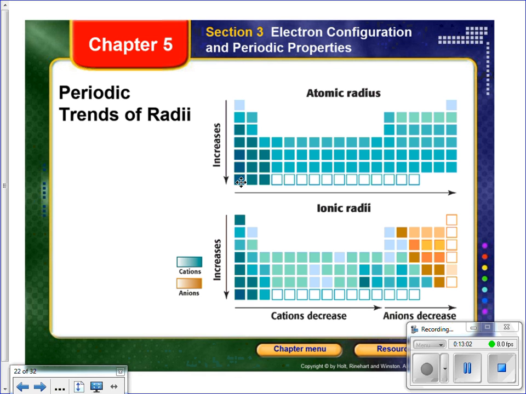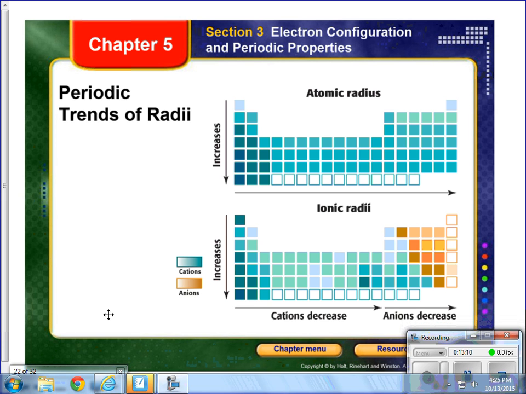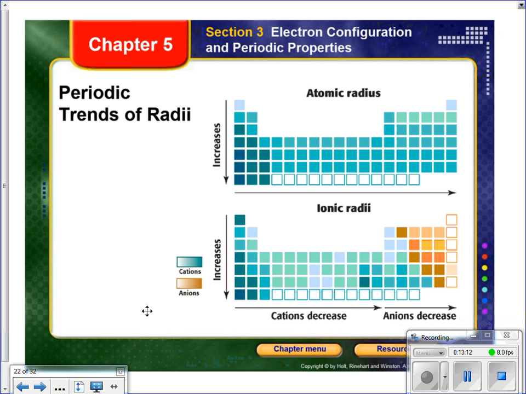So for ionic radius, remember an ion is an atom that's given away an electron or has gained an electron. This will cause a change in size as well. But we'll notice it follows the same pattern for the atom. So as we move from left to right, the ion gets smaller. And as we go from top to bottom, the ion gets larger.